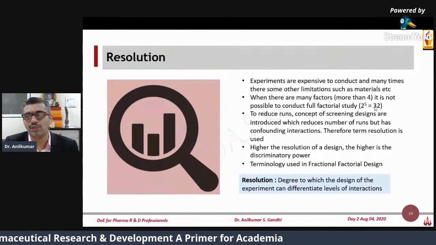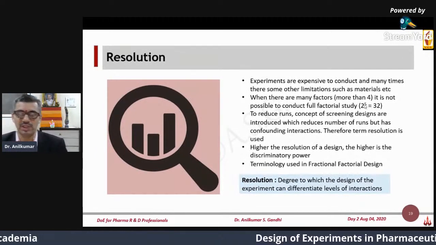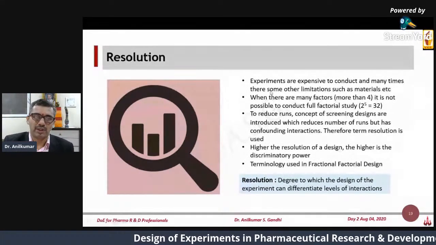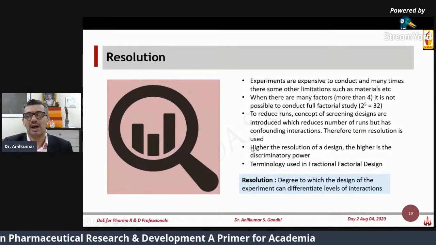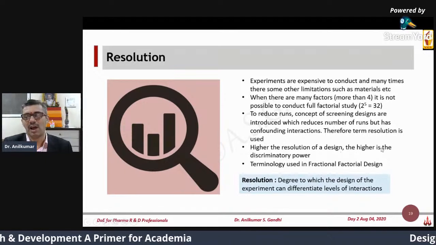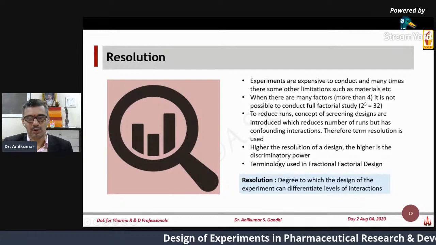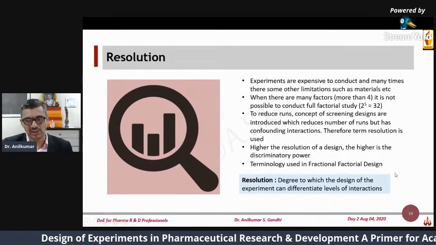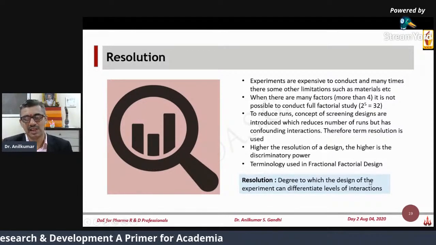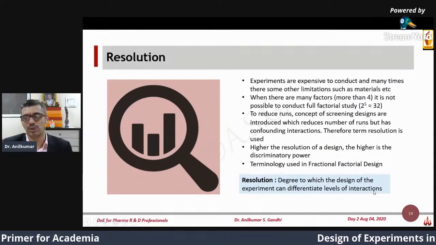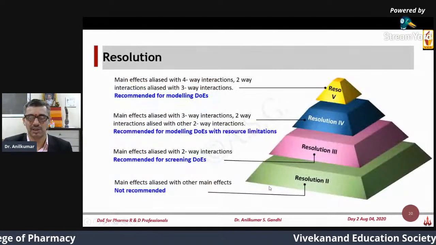And how do we cut down? We cut it down by doing fractional factorials, and we do the screening designs. Now, for the purpose of resolution, it is important for us to understand that the higher the resolution of a design, the higher is the discriminatory power, and therefore it is preferred. This terminology is used in fractional factorial, and it is defined as the degree to which the design of an experiment can differentiate between levels of interactions. We'll see more, and that will become clear.